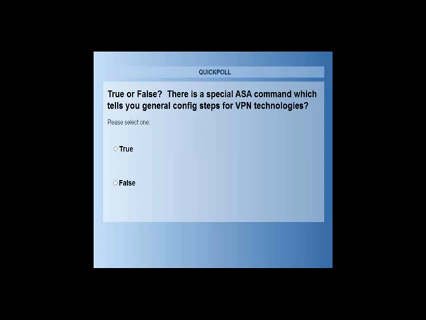Okay, so true or false, there's a special ASA command that will allow you to see general config steps for VPN technologies. Now this is actually true. There's a command you can do within config mode called vpn-setup, and we'll look at that in a second here. You do a vpn-setup, specify what type of VPN you're trying to configure, issue the steps command, and then it'll give you a general idea of what to configure. It's not a script of any kind. It doesn't actually configure anything for you, but it gives you the general framework of what's required to configure particular types of VPN. So we'll have a look at that here when I hop into the rack.